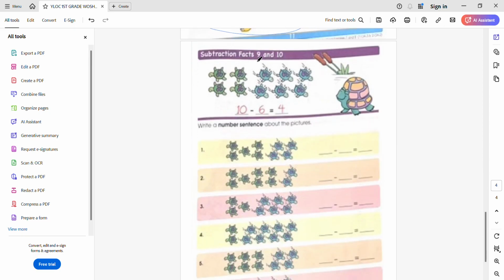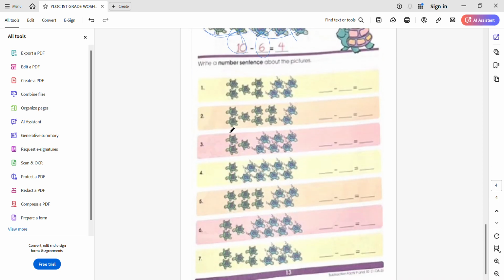Subtraction facts 9 and 10. Write a number sentence about the pictures. So right here we have 4 and then 6, so 4 plus 6 is 10. 10 turtles. But then 6 all ran away. So 10 minus 6, so these are all gone now. We have 4 remaining. Why? Because we can count it, or we can just memorize the fact family.